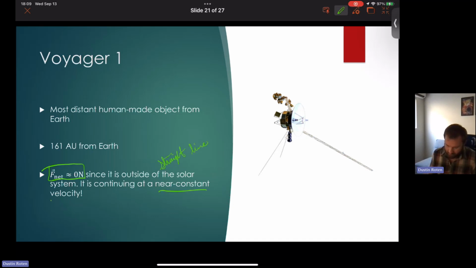It's going to continue at pretty much the same speed forever in a straight line because there's nothing there to change its velocity. There's nothing there to cause an acceleration or deceleration. So this is the whole idea of Newton's first law.